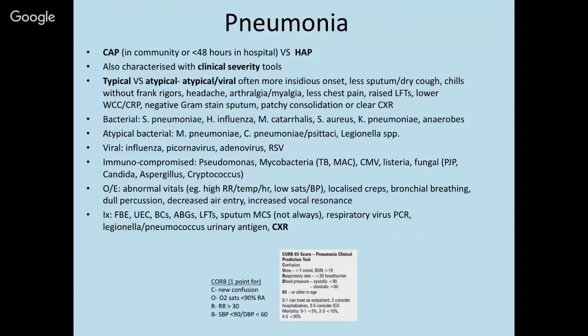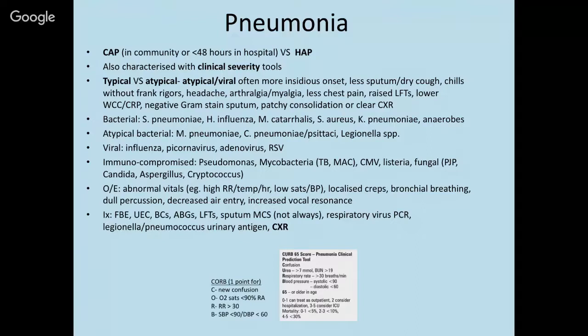And what you want to look for on the vitals when you examine a patient with pneumonia is if they've got a high respiratory rate, high temp, high heart rate, or low O2 sats, or low BP. You want to see if you can hear localized crepitations, bronchial breathing, dull percussion, not stony dull because of a pleural effusion, but still dull because there's fluid in the alveoli, decreased air entry, and increased vocal resonance. So they're the features of pneumonia.